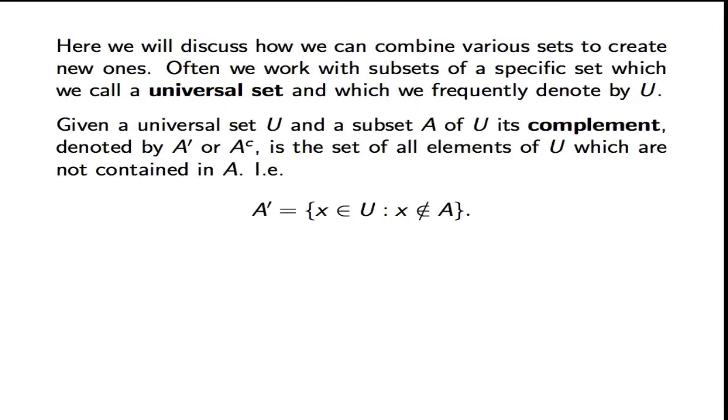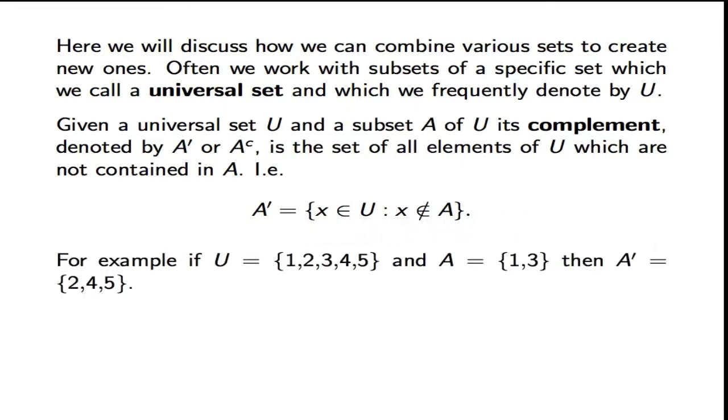So suppose we are given a universal set U, and we have a subset A of U. Then the complement of A, which is denoted by one of these two notations, is the set of all elements of U which are not contained in A. So, in set notation, the complement of A is the set of all x in U such that x is not in A. For example, if the universal set contains the elements 1, 2, 3, 4, and 5, and A contains the elements 1 and 3, then its complement contains the elements 2, 4, and 5.